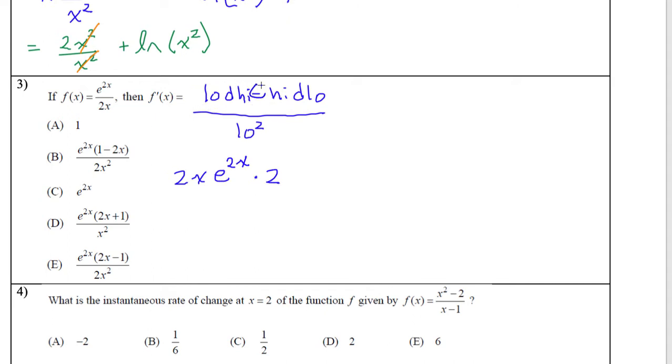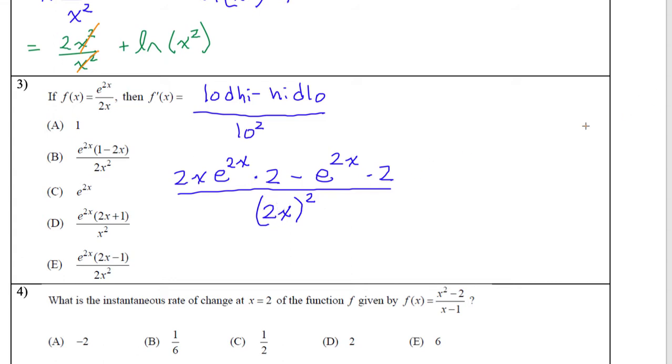Now I need to copy down the subtraction sign, minus, and then I'm going to deal with high, which is e to the power of 2x. Derivative of the low is derivative of 2x. Derivative of 2x is 2. All of this is going to be divided by low, and that is going to be 2x quantity squared. It's not just 2x squared, it's quantity squared. That squared is going to apply to this 2 as well.